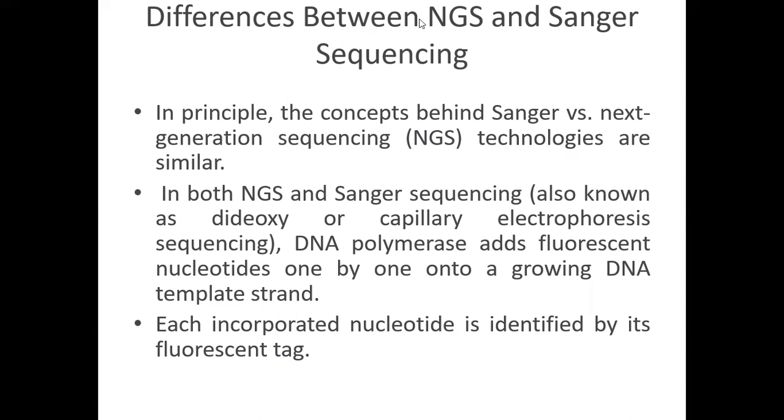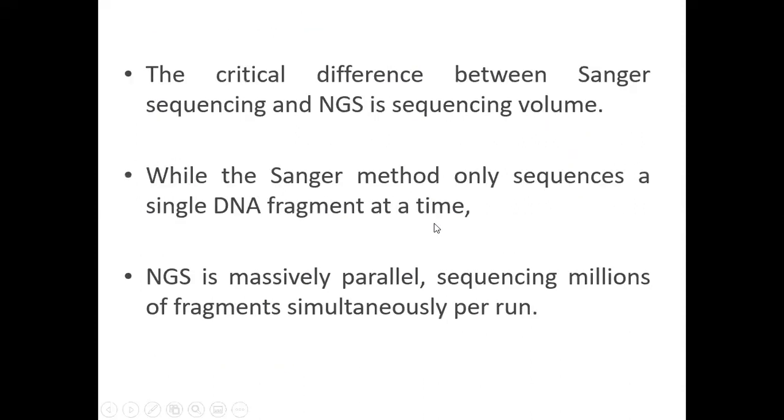So what could be the main difference between Sanger and NGS? The main difference is the sequencing volume. If we have Sanger sequencing, we only sequence a single strand at a time. So if we need to sequence DNA, we only sequence a single strand at a time.